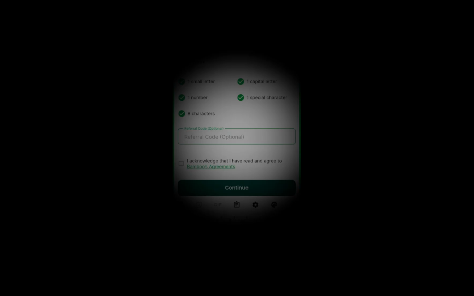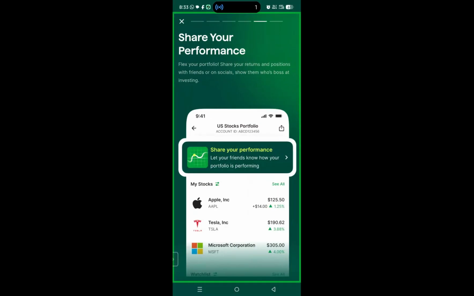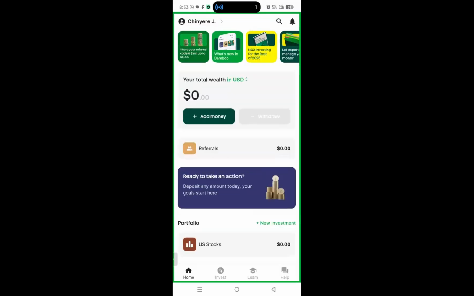So this video is not clear because of YouTube policies. We can't reveal personal information. But contained in this video is just to sign up, personal details and all for the Bamboo app. Assuming you just signed up, this is going to be the first page you're going to get into. This is the home page of the Bamboo app.